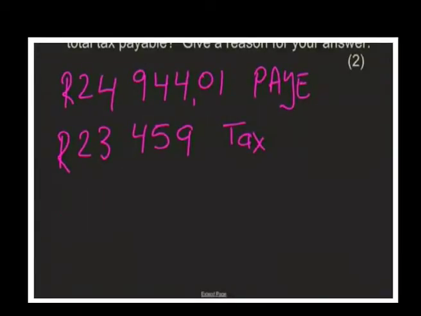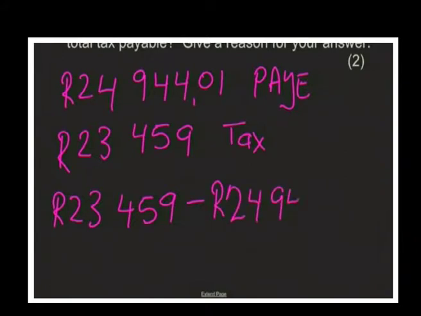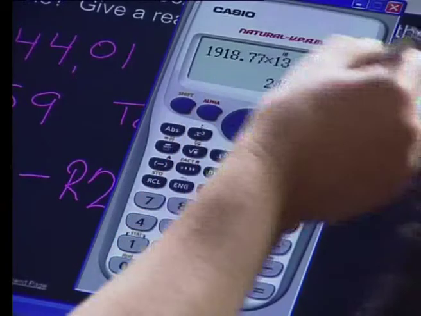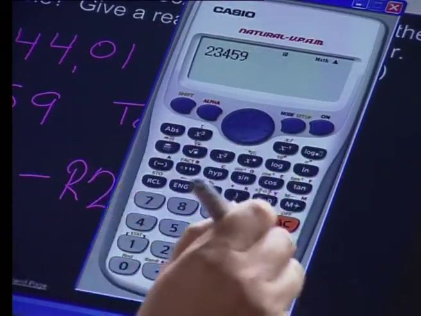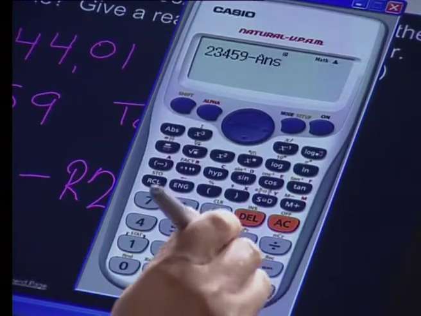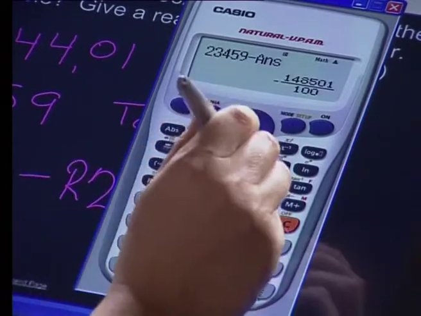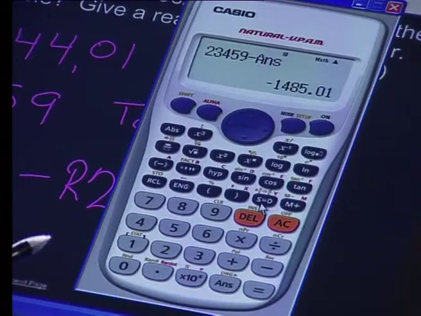So how are we going to work that out? Let's see, the tax that she had to pay minus the tax that was already paid. Let's do that on the calculator. So we can just type in 23,459 minus the amount that she has paid, and you see that we get a negative value. So let's write in our negative.